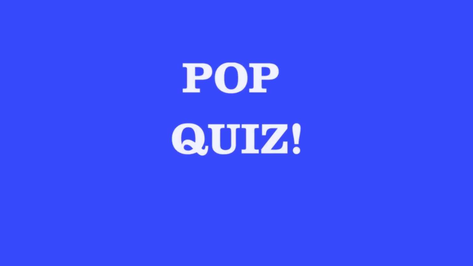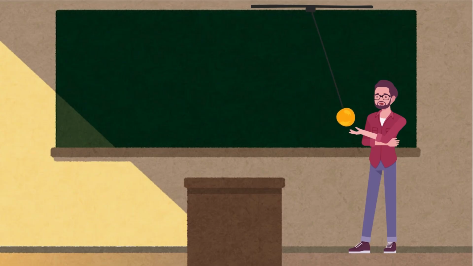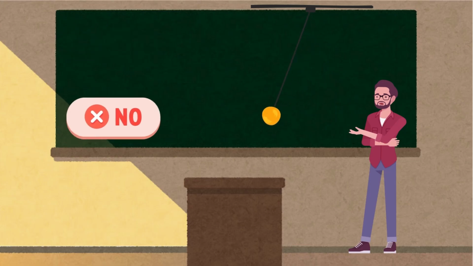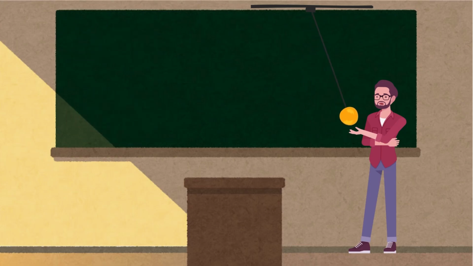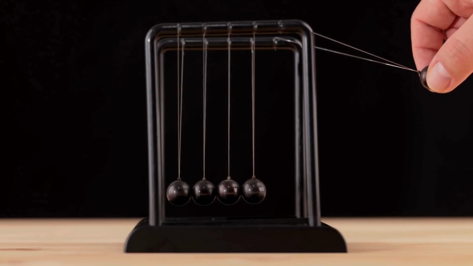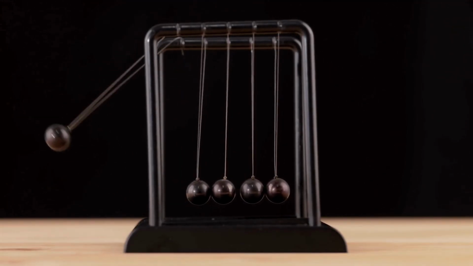Pop quiz? If I release a bowling ball from my chin, will it ever hit me on the way back? Yes or no? The answer is no. Without an extra push, it can't rise higher than where it started, so it stops just short. That's energy conservation at work.